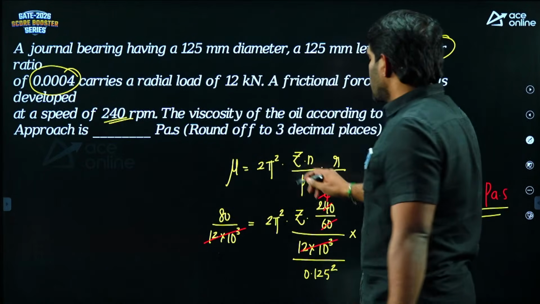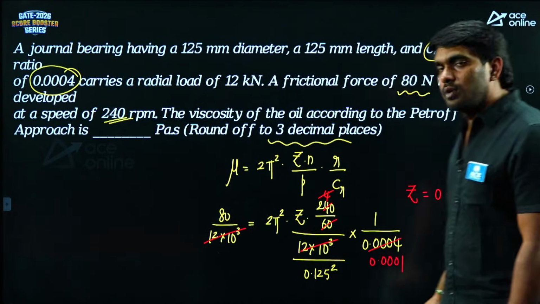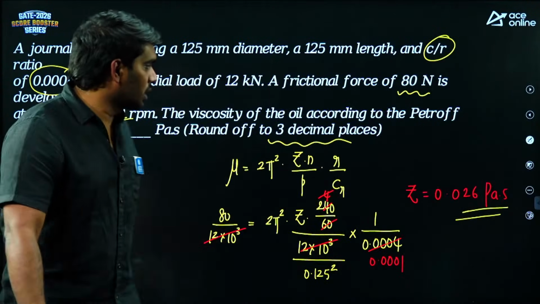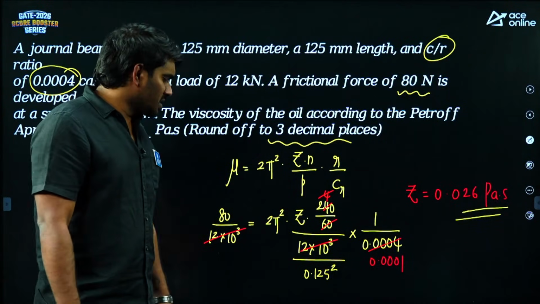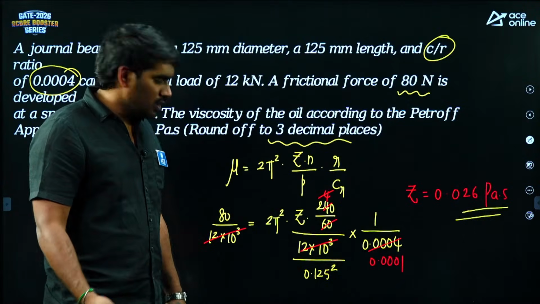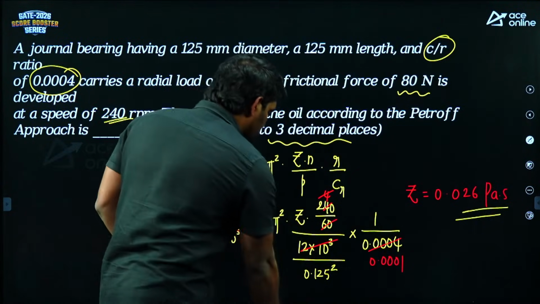Why here? So he's asking us to round this to 3 decimal places. So if you are rounding this to 3 decimal places, we are getting it as 0.026 Pascal second. I guess this is very much clear to you. Okay, now moving ahead, let's see the next question here.